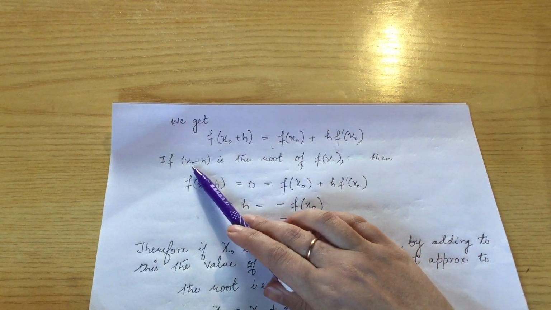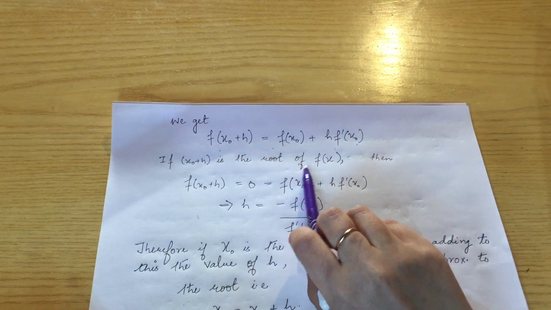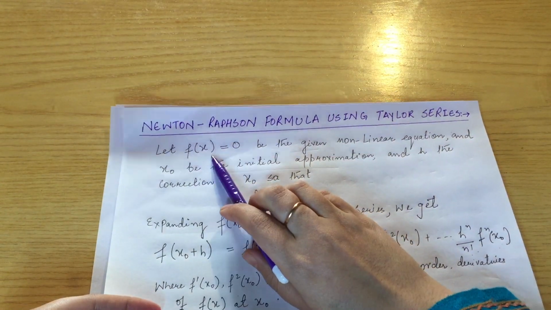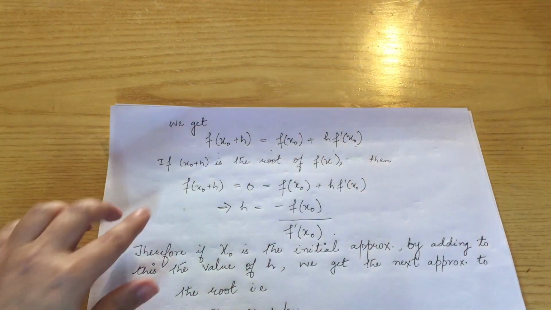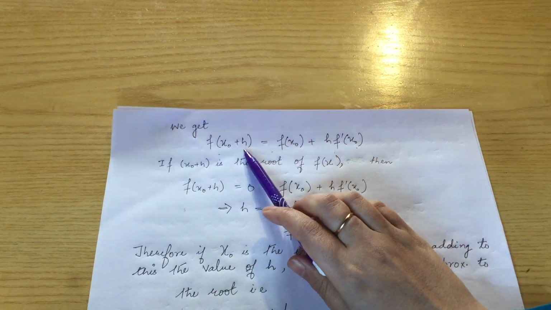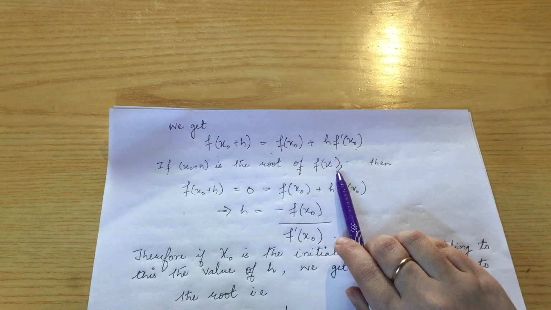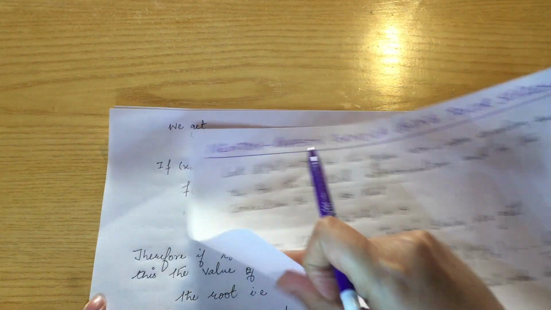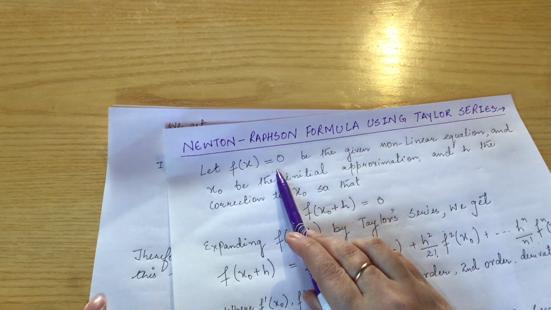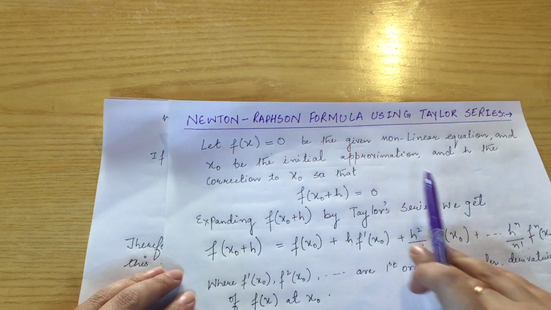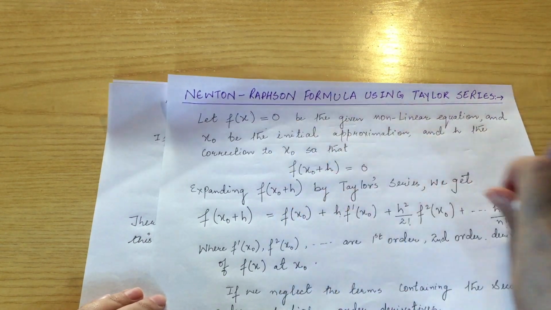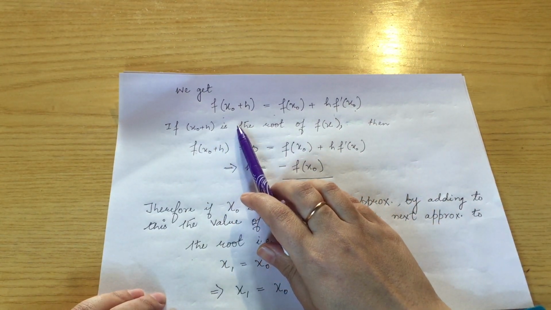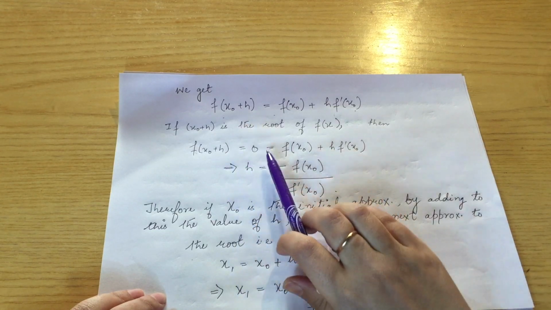So if we say that f of x0 plus h is the root of f of x, if you remember that we have taken the function as f of x0. So if we say that this f of x0 plus h is the root of f of x, then we can say that f of x0 plus h will be equivalent to 0, because we are considering a function, let f of x is equal to 0. We are considering this function as 0. Therefore, f of x0 plus h will be equivalent to 0.